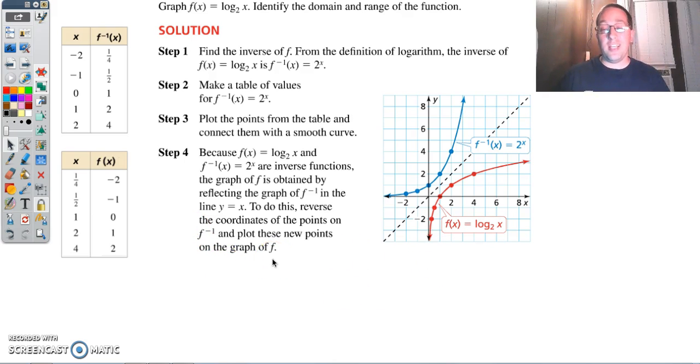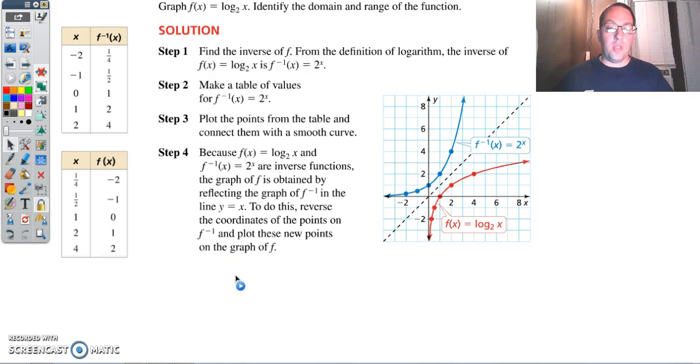And that's how you're going to have to do it. You're going to have to get the inverse of the function, graph the exponential function, get your table of values, right? Flip your x's and y's, and then plot those. And it's annoying, but that's the way it has to be.